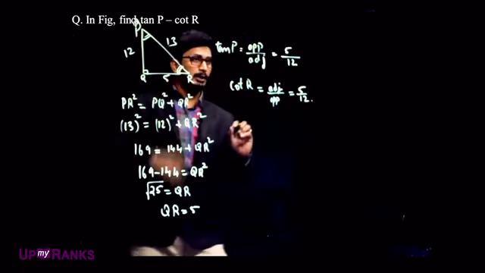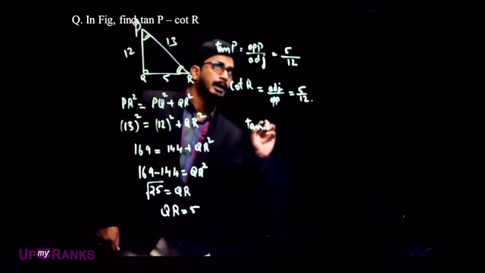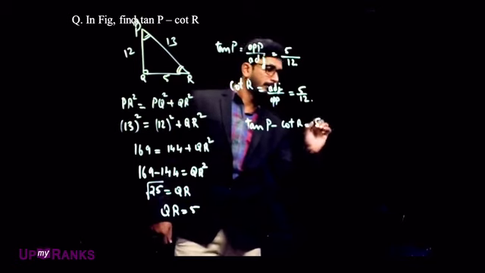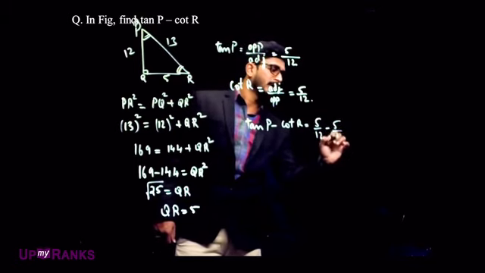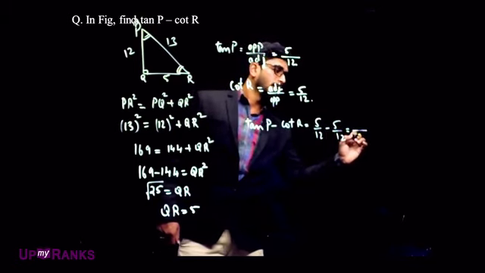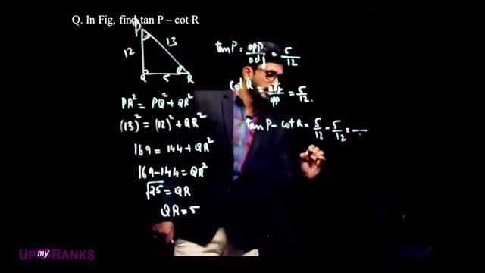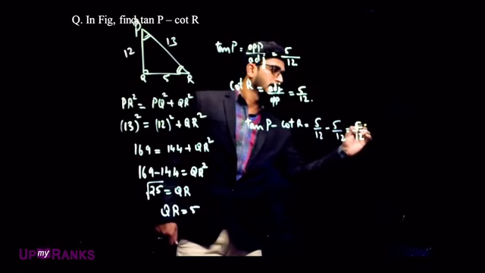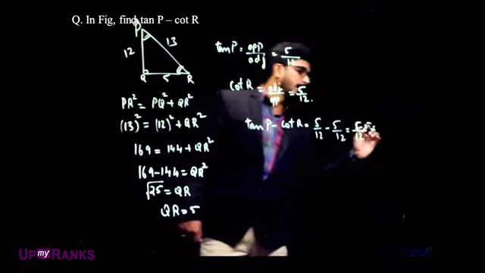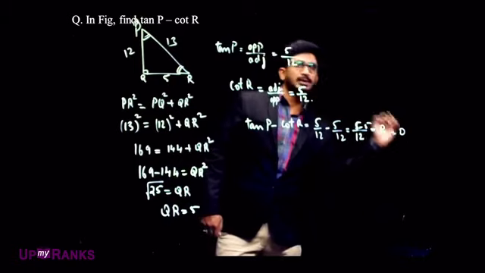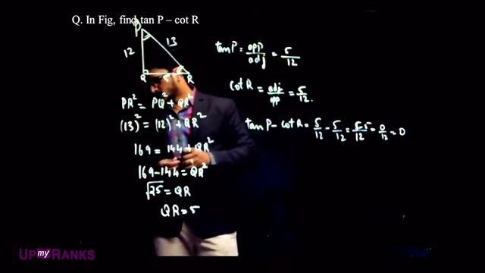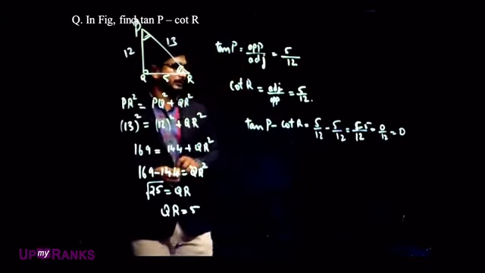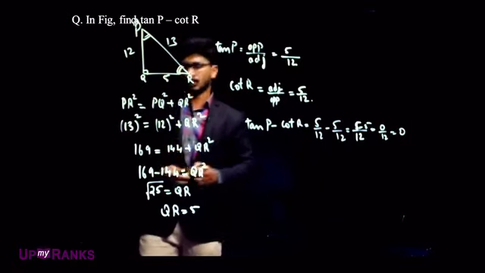Now the question asks tan P minus cot R, which is 5 by 12 minus 5 by 12. The plus and minus get cancelled, so it is 0 by 12, which is 0. 0 divided by anything is 0. Is this clear, children? Yes. So let's move on to the next question.